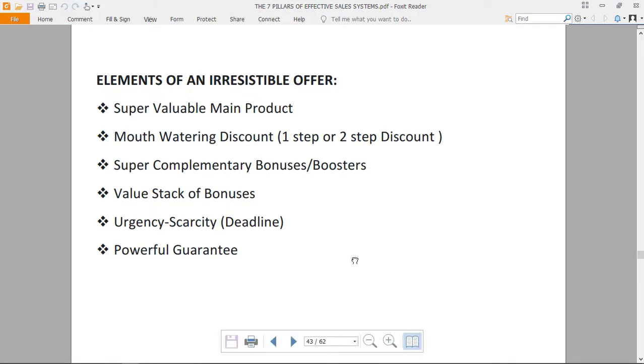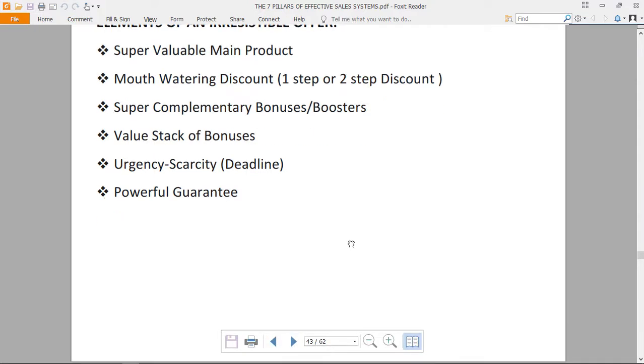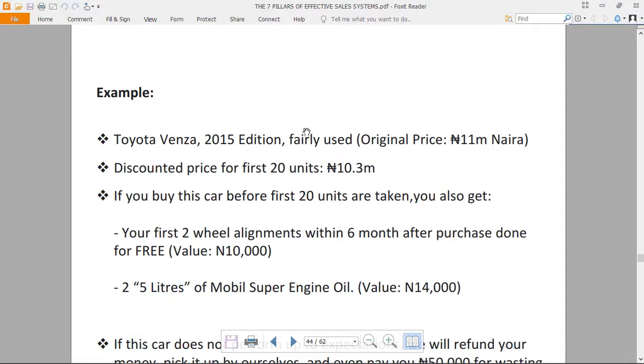Now, let's look at a practical example of that. The same Toyota Venza 2015 edition, fairly used, original price 11 million. I could even go elsewhere and find that people are selling for 12.5 million. So yes, original price 12.5 million. Then I bring the discounted price.